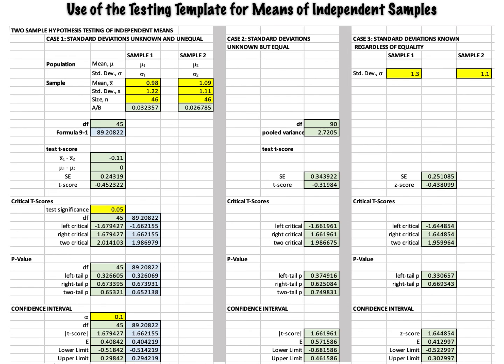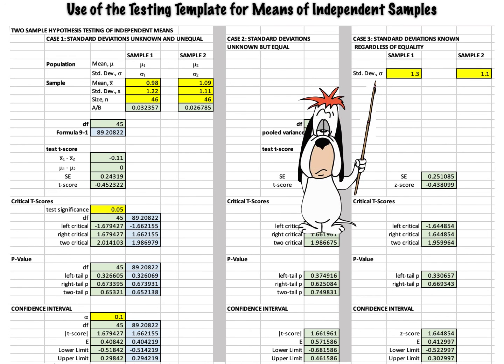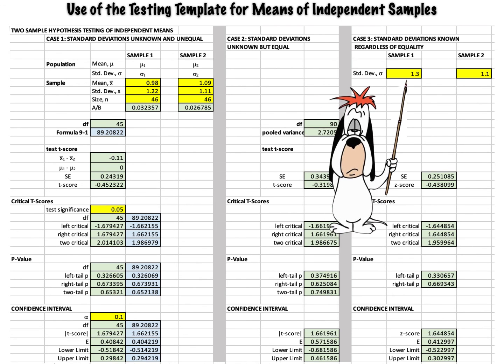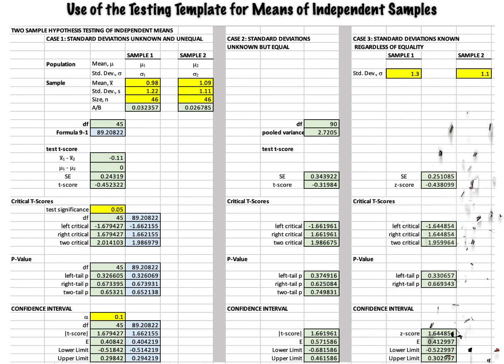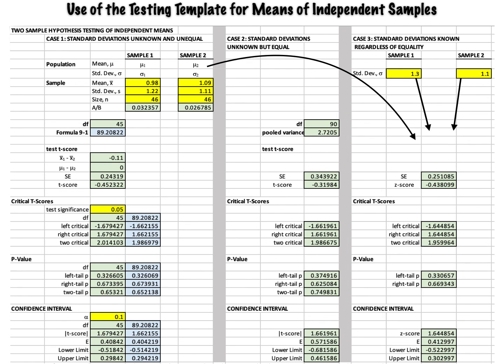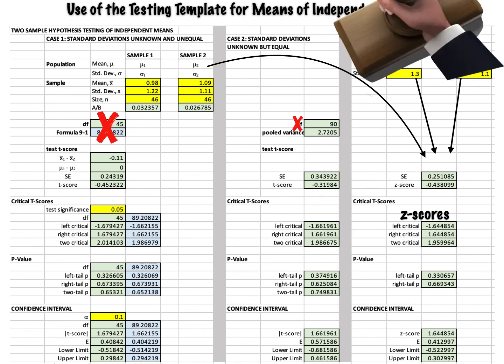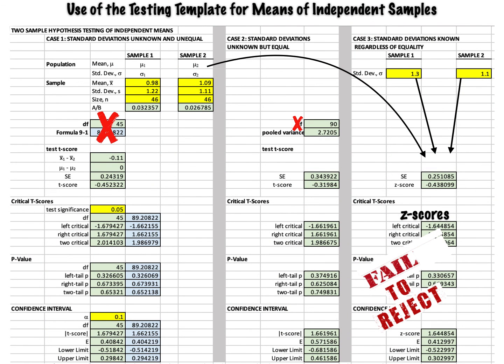For case number 3, where the population standard deviations are known, there are two input values for the known standard deviations. Here, we just assume that the first population has a value of 1.3 and the second has a value of 1.1. From the first case values, along with the assumed population standard deviations, the needed values are automatically calculated. The critical t-scores are actually z-scores, so no degrees of freedom are needed. Again, for this example, our conclusions remain the same. There is no need to do any hand calculations with the use of the template.